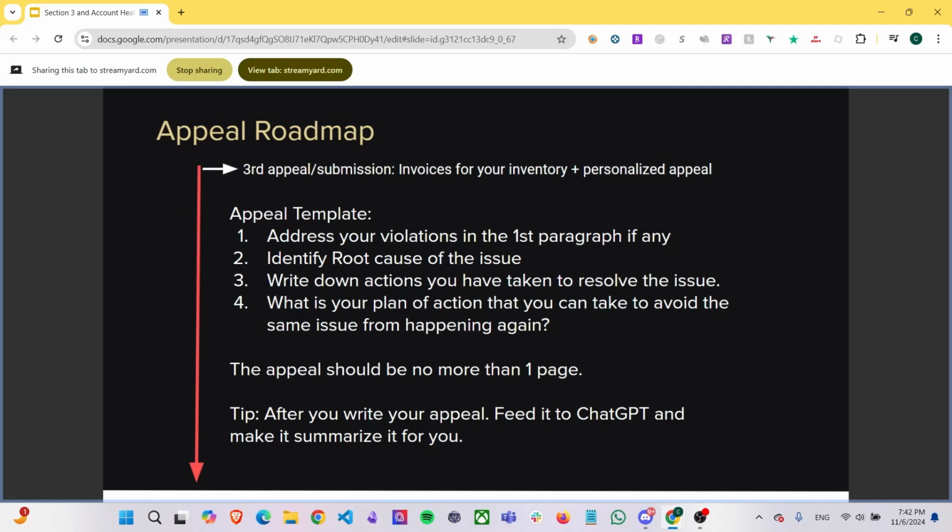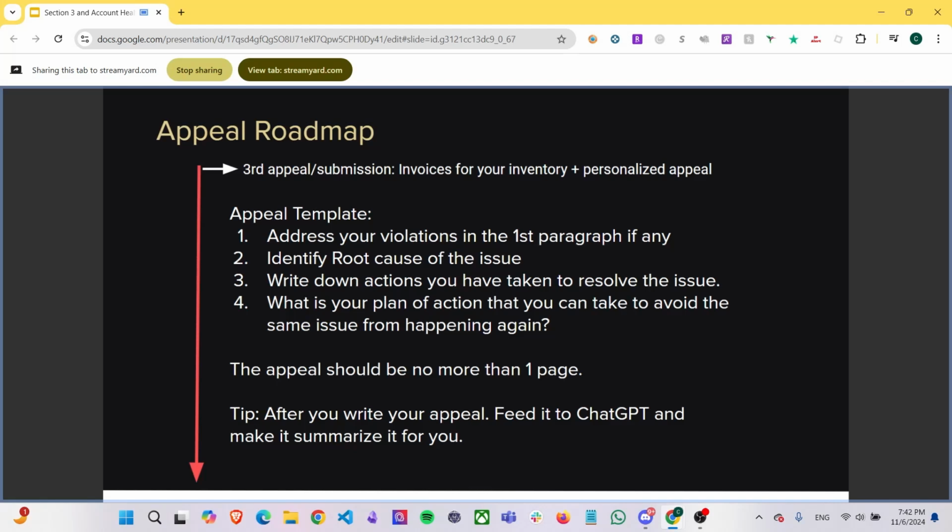Another thing is to identify the root cause of the issue. Are you doing drop shipping? Are you doing review manipulation, or are you actually selling counterfeit products on Amazon? Identify the root cause of the issue in your second paragraph.